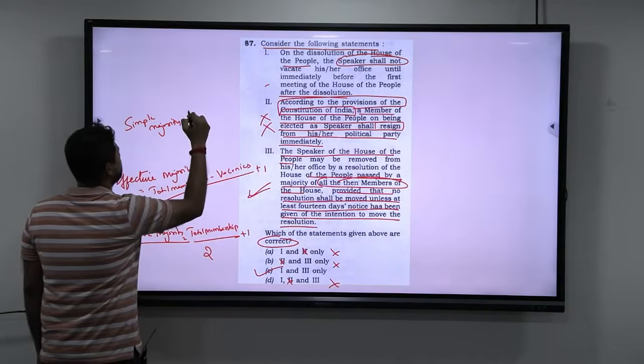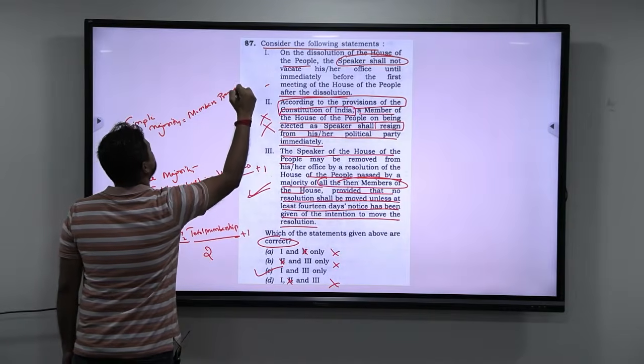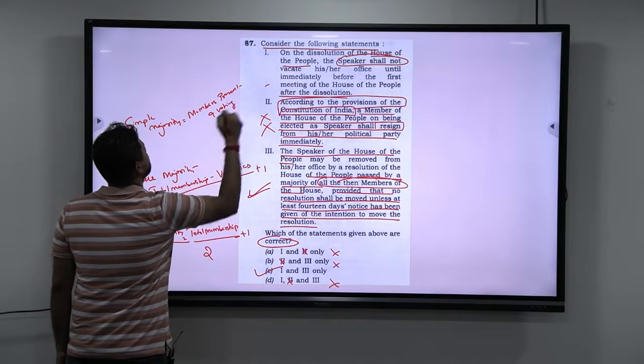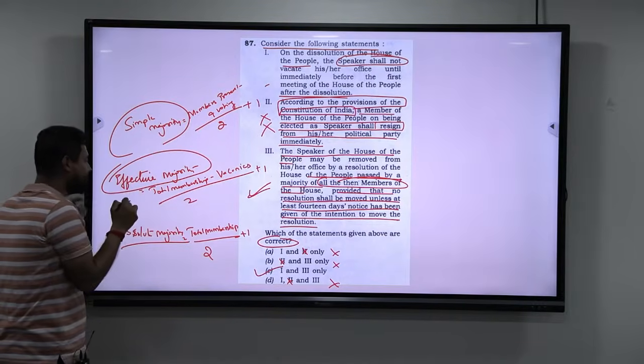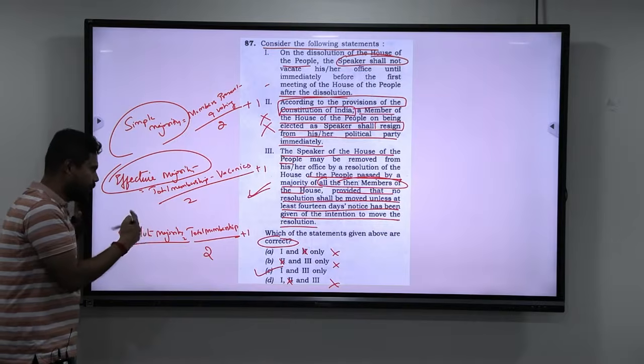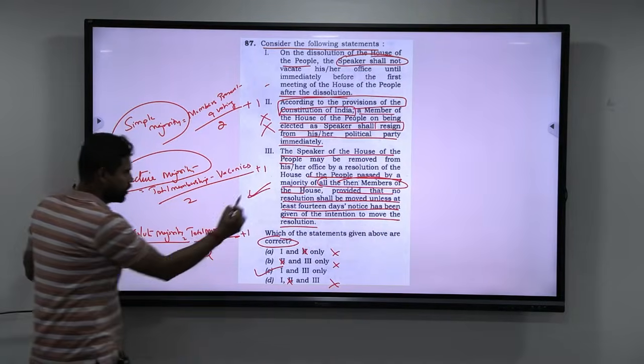What is simple majority? Members present and voting divided by 2 plus 1. So this is simple majority. So if you take the presiding officers like speaker, deputy chairman, usually the removal is by effective majority. So that is what they are talking about here.